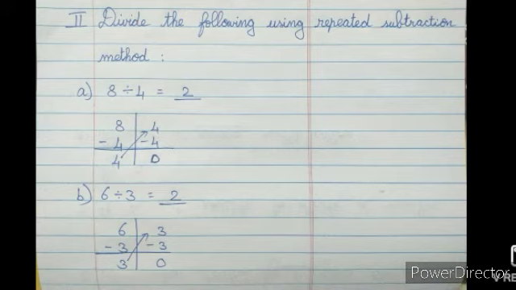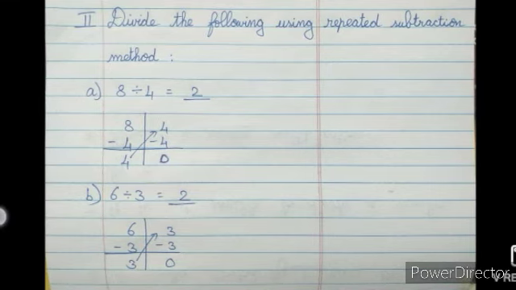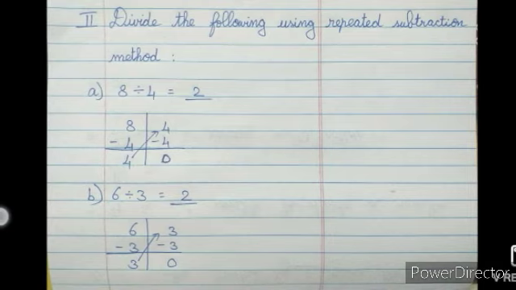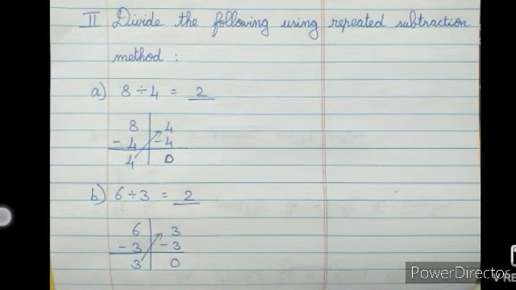Good morning, dear children. Today, let's see how to divide the following using repeated subtraction method. See the first one, 8 divided by 4 equal to, so we have to find out what will come. For this you have to use repeated subtraction method. What is repeated subtraction method? Repeated subtraction means subtract again and again till you get 0. So to find out division by using repeated subtraction method, you have to subtract the same number again and again till you get 0.